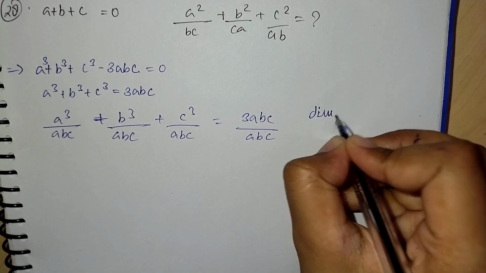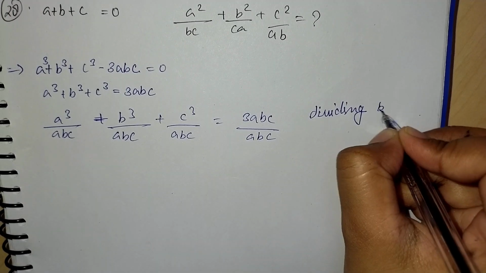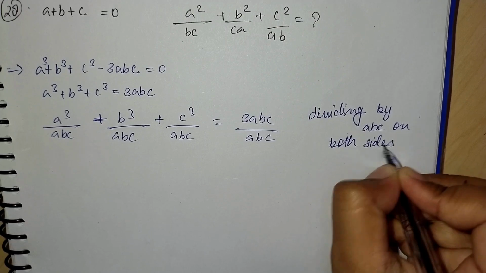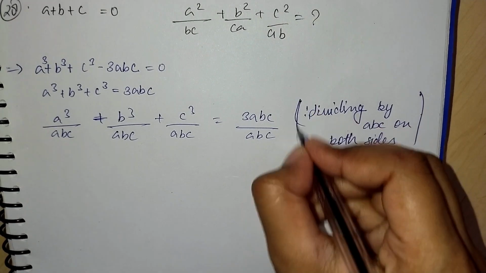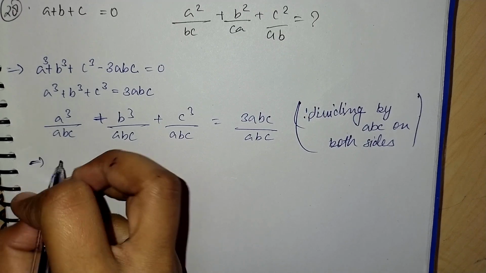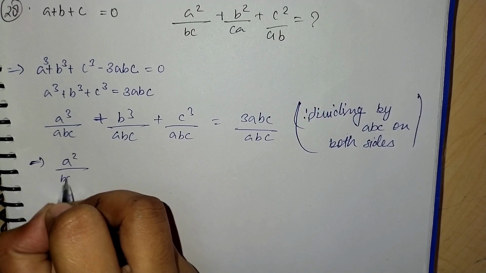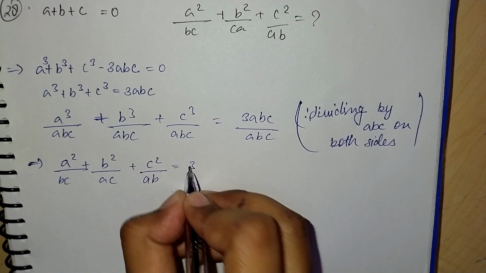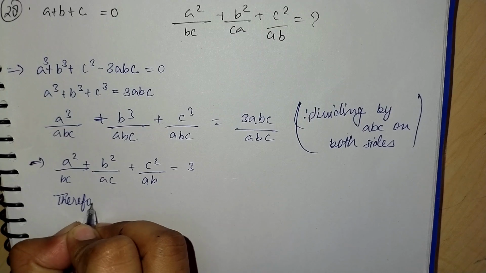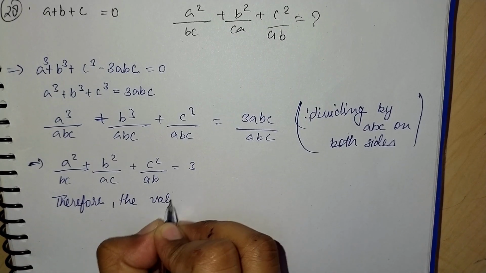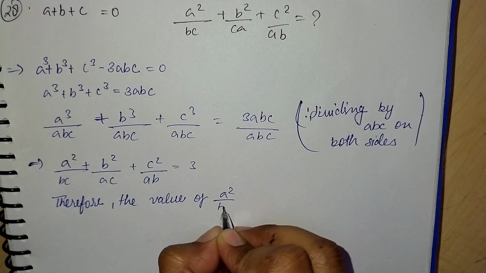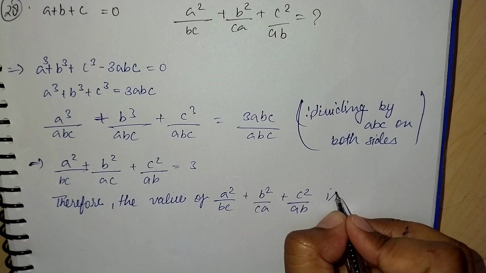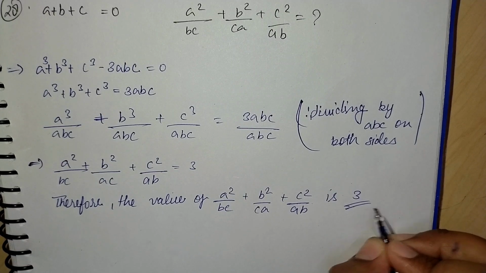So dividing here by abc on both sides, let us write it here: a square by bc plus b square by ac plus c square by ab equal to 3. Therefore, the value of a square by bc plus b square by ca plus c square by ab is 3. Hence, this is the answer of this question.